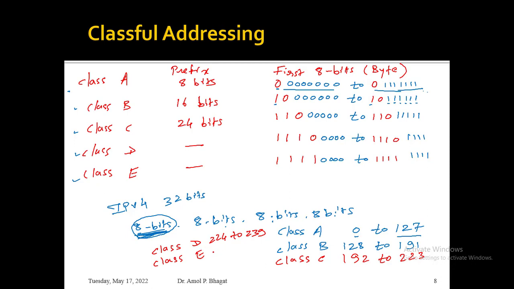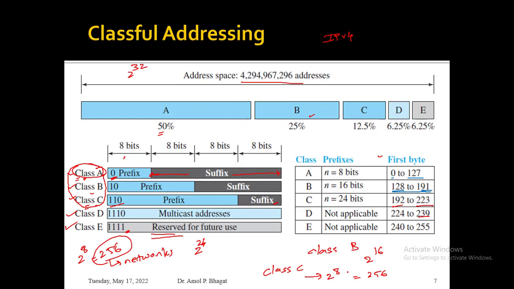Similarly, if it is a class E address, it ranges from 240 to 255, as all ones are there, so it is 255. Okay, so this is how these values from 0 to 255 are used to define these classes. If the address starts from 0 to 127, it is a class A address. If it is 128 to 191, it is a class B address, and so on. Okay, so this is how classful addressing is defined here, correct?